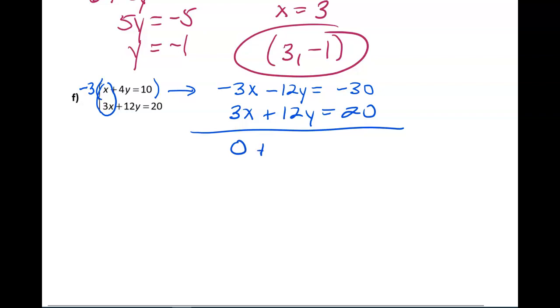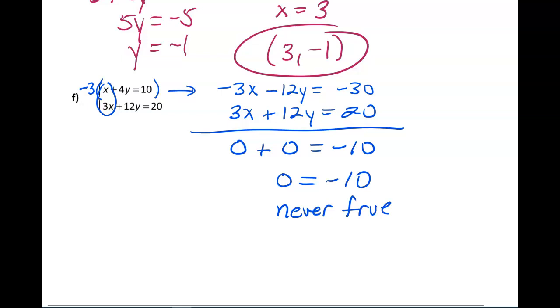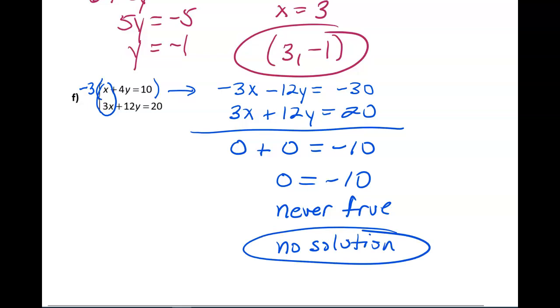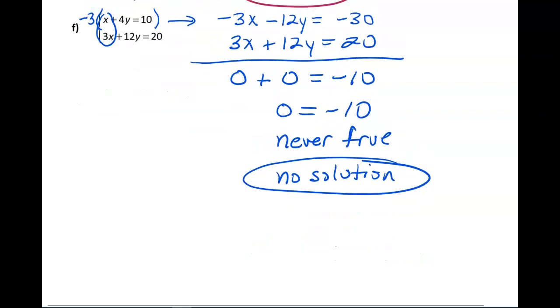-3x plus 3x is 0. -12y plus 12y is 0. -30 plus 20 is -10. What we get is an equation that says 0 is equal to -10. That is, in fact, never true. 0 is never equal to -10. So what that means is we have no solution because our two equations didn't play together nicely. If we came out with an equation that was always true, like 5 equals 5, in that case we would have an infinite number of solutions. And that is it.